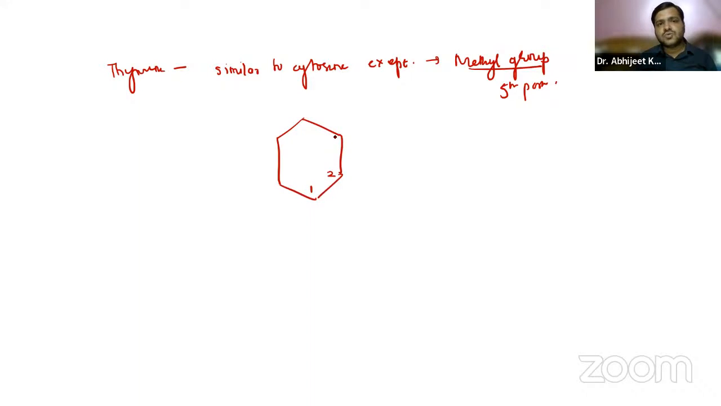So 1, 2, 3, 4, 5, and 6. All odd positions will be occupied by nitrogen, except the fifth one. The second will have the carbonyl group. The fourth will again have, similar to cytosine, one NH2 group. So it is basically similar to cytosine, right? Except the methyl group, it is present at the fifth position.